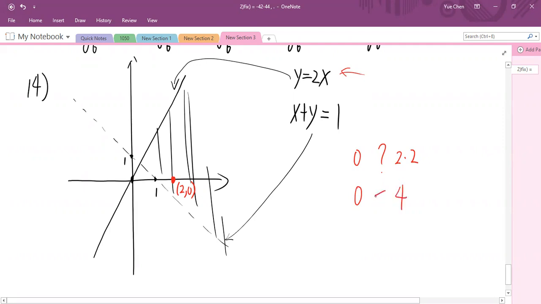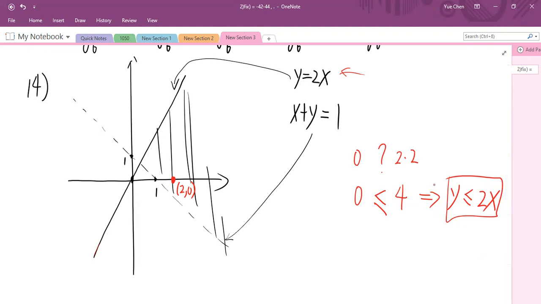We should have less than or equal to. The reason is that this is a solid line, so we must have the equal sign in the inequality. For this region, y should be less than or equal to 2x. Then you look at choice A and choice C, and the second inequalities are the same. So you just choose choice A.